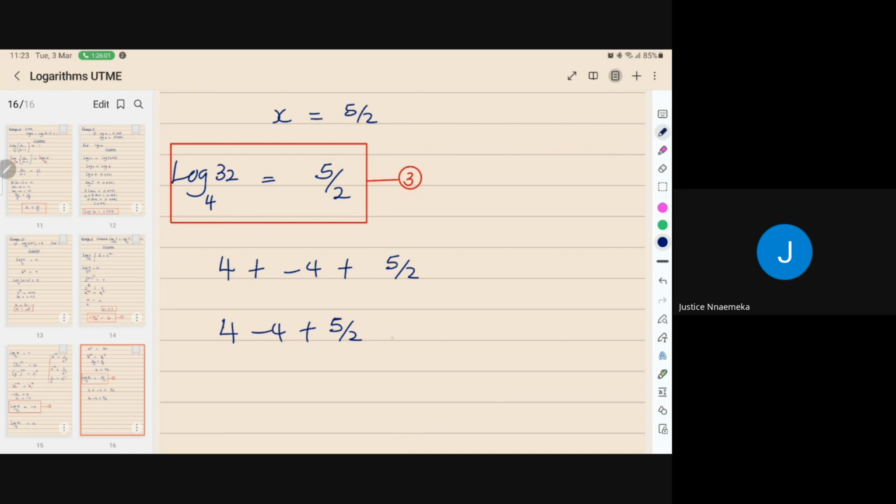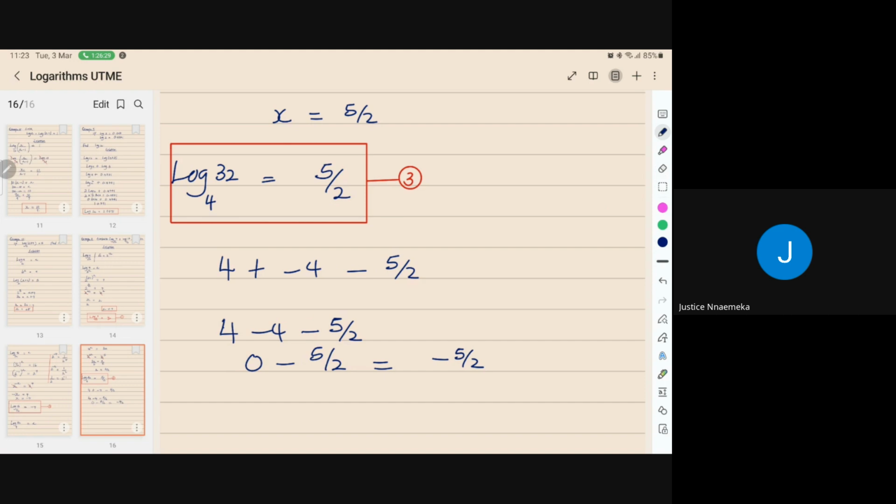And that will be, this will be 4 minus 4. Sorry, here is negative rather. The final one says negative 5 over 2. So I have negative 5 over 2. So that will give us 0 minus 5 over 2, which is equal to what? Minus 5 over 2. Right there.